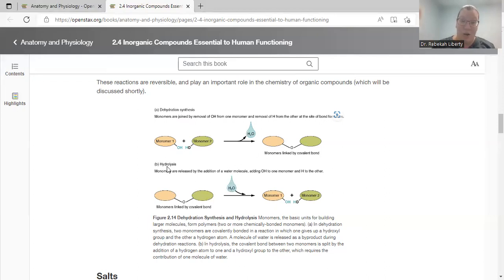Hydrolysis, hydro meaning water, lysis meaning break. We use the molecule of water to break the two things apart. We put that H2O back into the molecules, and instead of having two things that are connected, we've separated them out into two whole molecules.